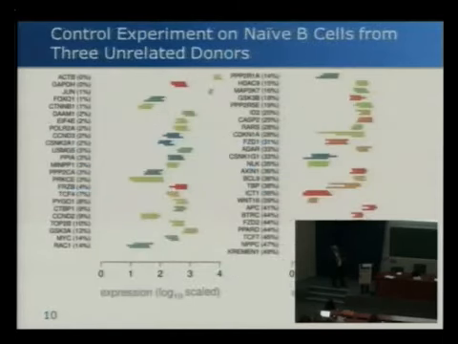Okay. So first I just wanted to start with a control experiment that we did. These are naive B cells isolated from 3 unrelated donors, from 3 different human individuals. What's shown here is, for the 49 genes that were detected in at least 50% of the cells, box plots, so the 25th to 75th quartile, and there are 3 bars here for each of the 3 different individuals.